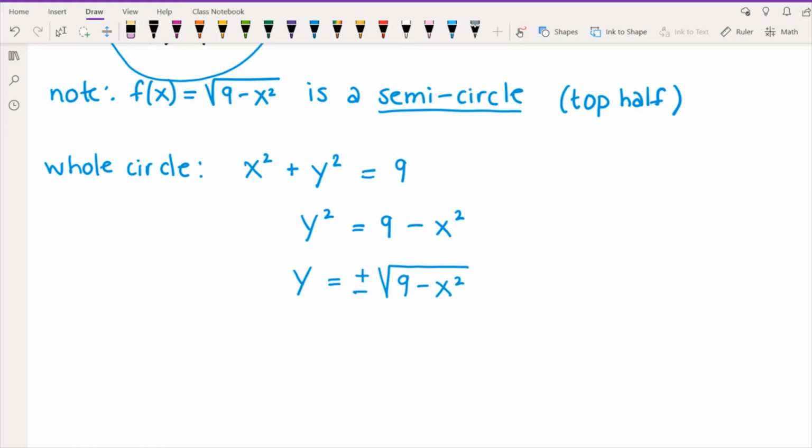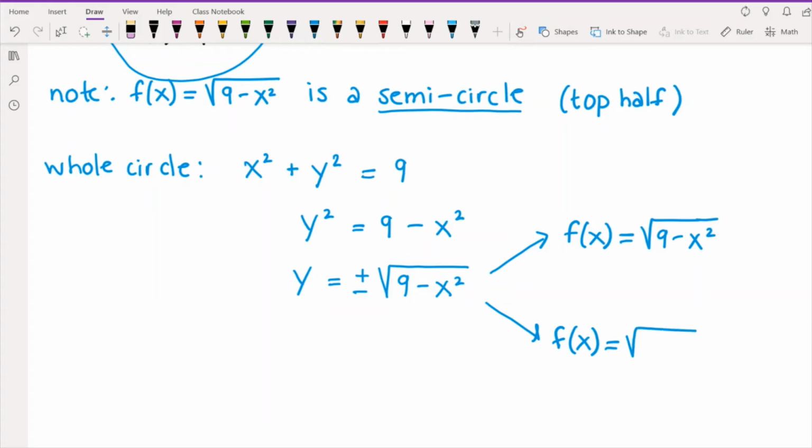So what did we do? We basically started with the equation for a circle of radius 3 centered at 0, 0, and we rewrote it a different way. So at this point, you can split this into two different equations. One of them would be y is equal to, or f of x is equal to, the square root of 9 minus x squared. Or you could have f of x is equal to the negative square root of 9 minus x squared.